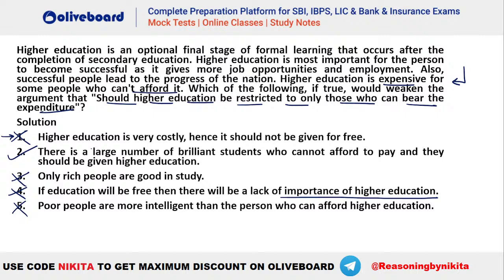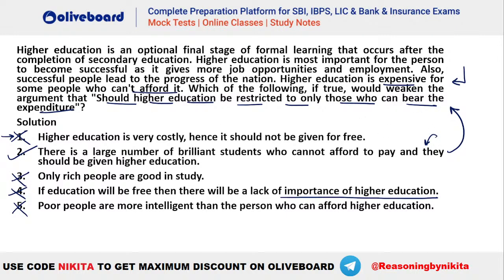Now, if you go through this, there is a large number of brilliant students who cannot afford to pay and they should be given higher education. Put this together with this, that is, should higher education be restricted to only those who can bear the expenditure. You can see just before this we had said that higher education is expensive for some people who cannot afford. That means there are some people who are not from affluent families, that is, they are not very rich, so they cannot afford higher education. So now we have to weaken this claim that should higher education be restricted to only those who can bear the expenditure.